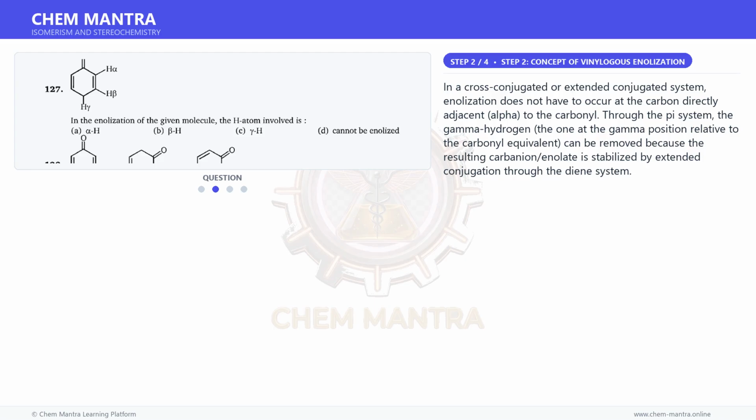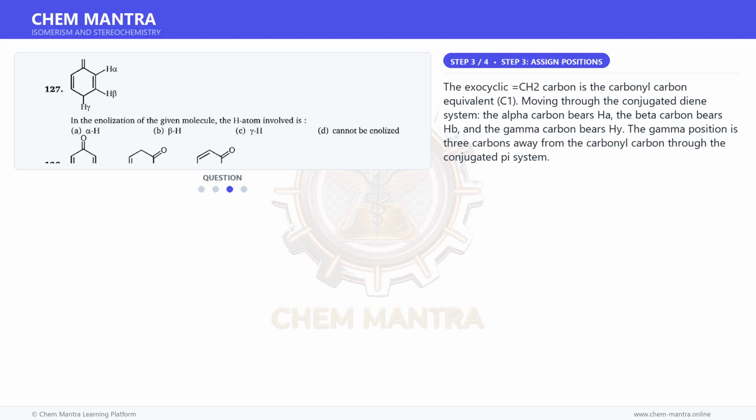Let us first understand the key concept here. In a cross-conjugated or extended conjugated system, enolization does not have to occur at the carbon directly adjacent, alpha, to the carbonyl. Through the pi system, the gamma hydrogen, the one at the gamma position relative to the carbonyl equivalent, can be removed because the resulting carbanion enolate is stabilized by extended conjugation through the diene system.